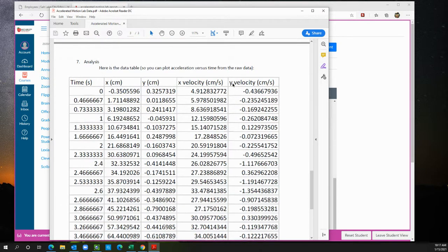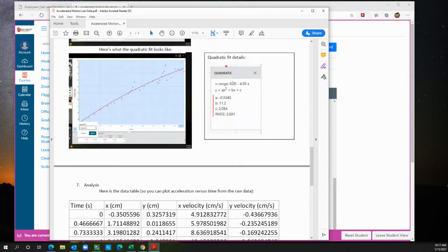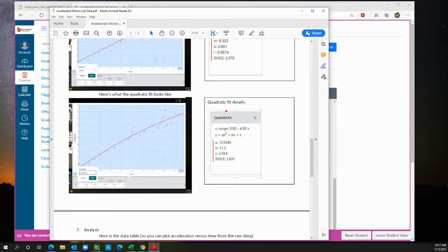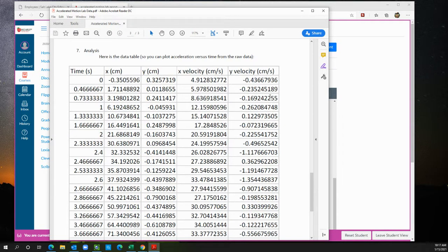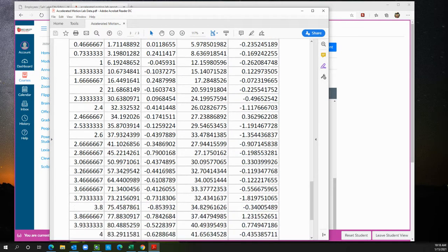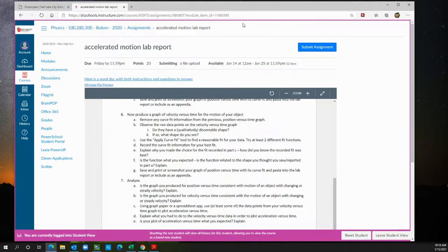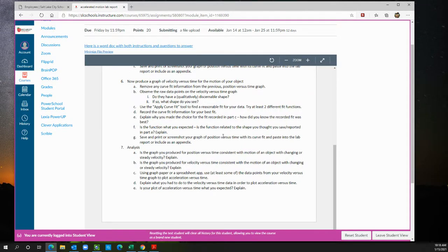So in number 7, I ask you to look at the raw data or to pick data points from the velocity versus time graph. I found it just easier to cut and paste the data table. This is more data than we need, right? We're only looking at what the value of velocity is at what times. We don't need the raw data for x or y or for the y velocity, but here's your raw data, cut and pasted. And again, the question is, using graph paper or a spreadsheet app, use at least some of the data points from your velocity versus time graph to plot acceleration versus time.